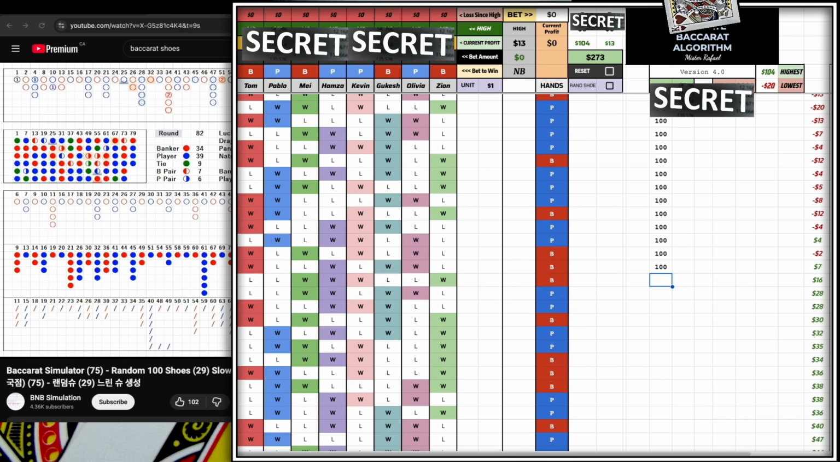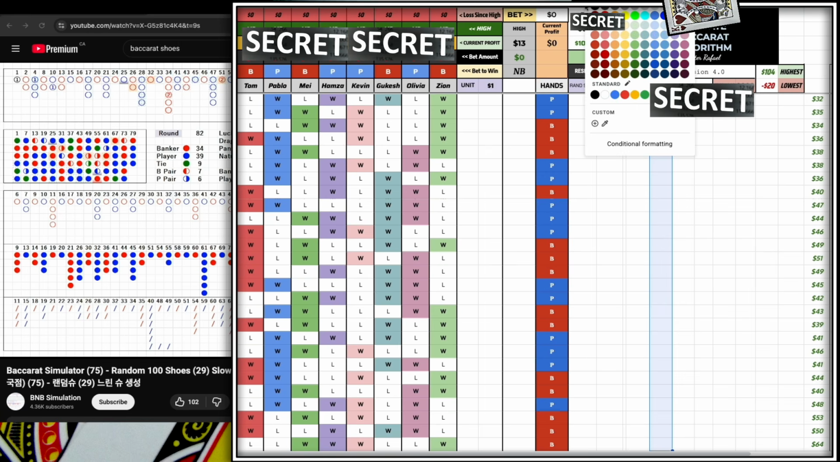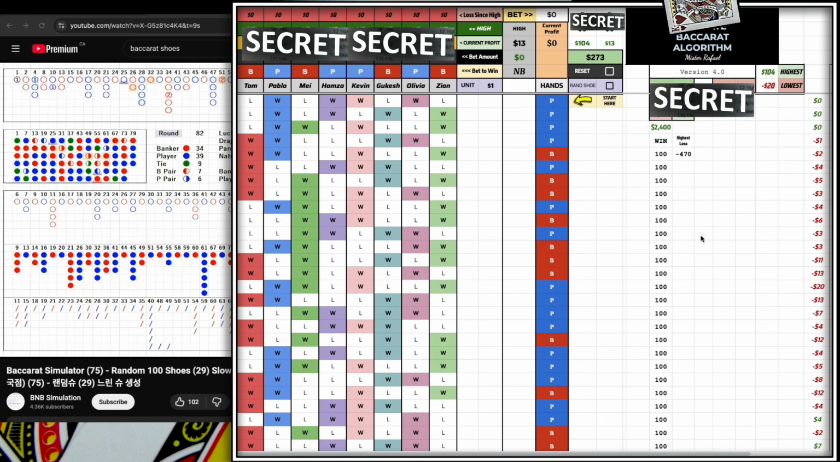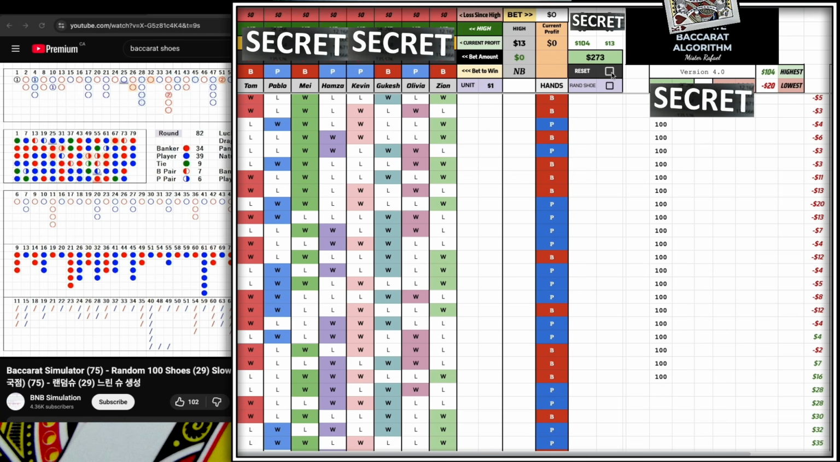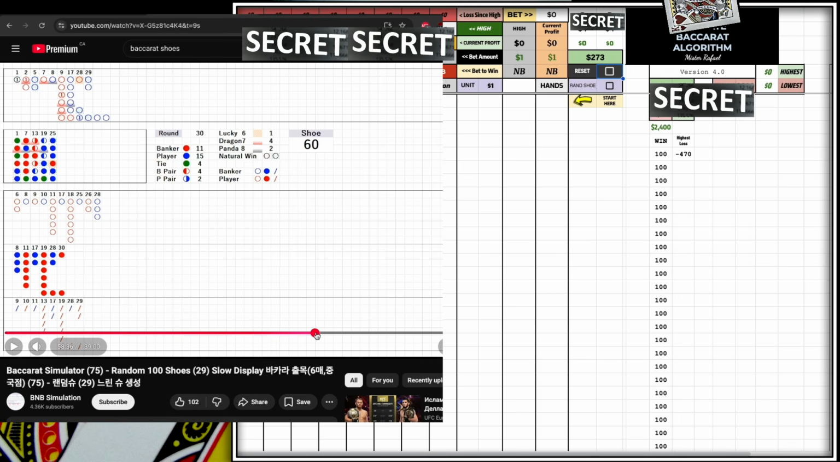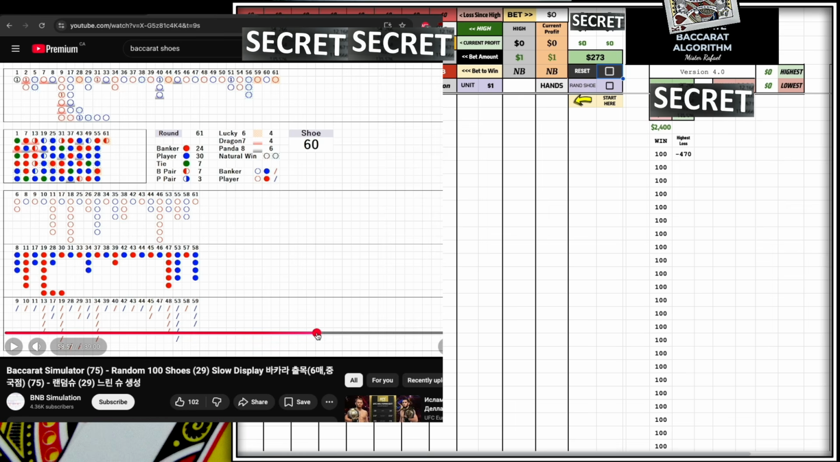Okay, let's enter in. I'm not sure why the font is white here. Gotta change it to a different color so you can see. So 2,400 now in profit. All right, let's do one more so we can get to 60. Although we may need 2 to 3 shoes. So another shoe with the first result being a tie.